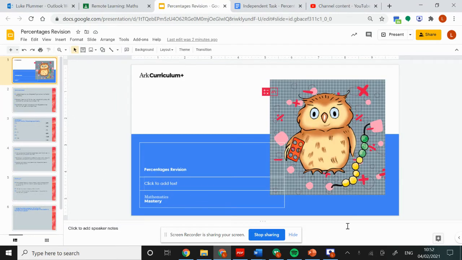Following on from your revision of fractions, we are going to revise percentages. I'm going to strip it right back to its basics. So we're going to revise everything we've learned in this topic about percentages and make sure that we have all of the key understanding and the key formulas for success in this topic.